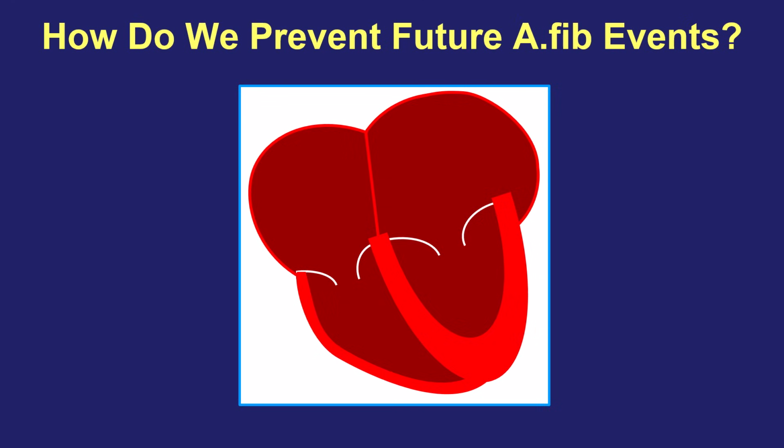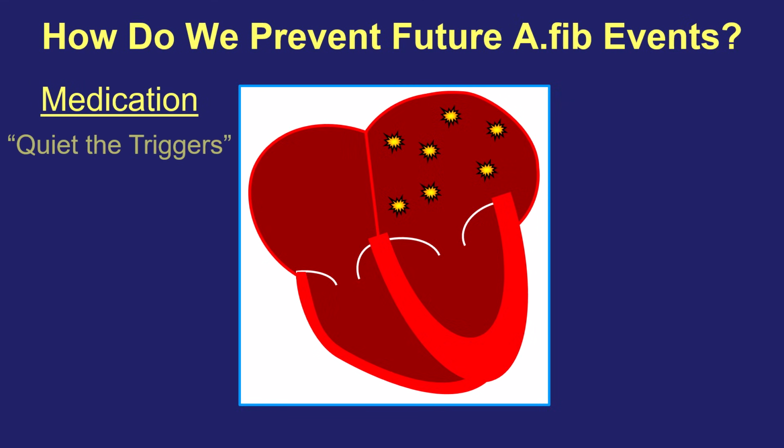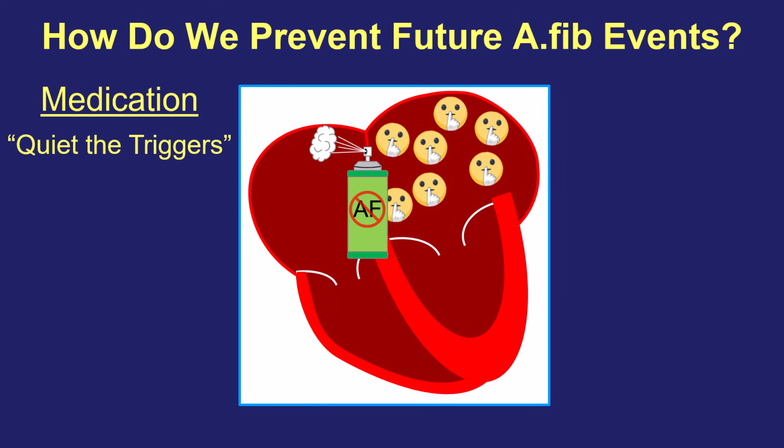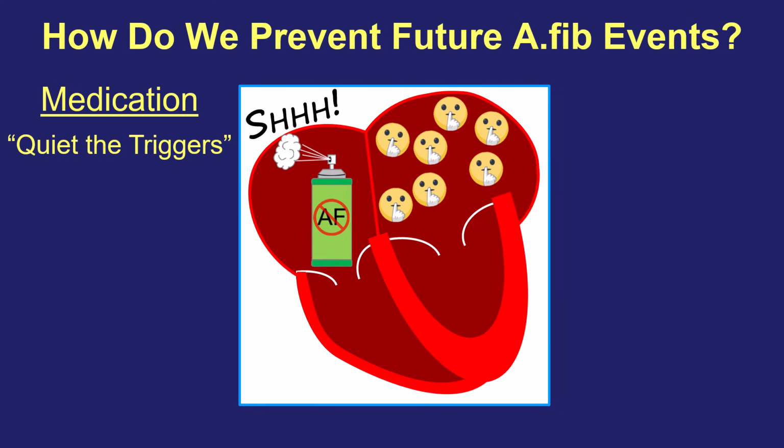So how do we prevent future A.Fib episodes from happening? And here again, we're going to go back and think about these trigger spots that are firing away, starting each episode when it should occur. And there are medication options and there are procedure options. Let's review how each of these works. The purpose of medications is to quiet down these trigger spots. And if we had some type of repellent, A.Fib repellent, where we could just spray it on those triggers and get them to quiet down, that would be a method of preventing A.Fib from happening.